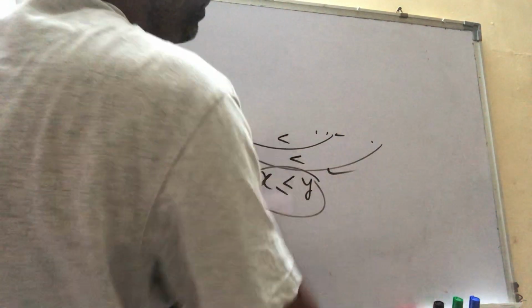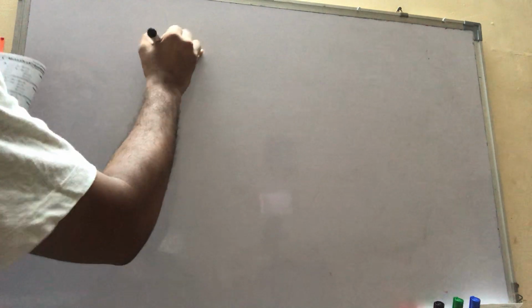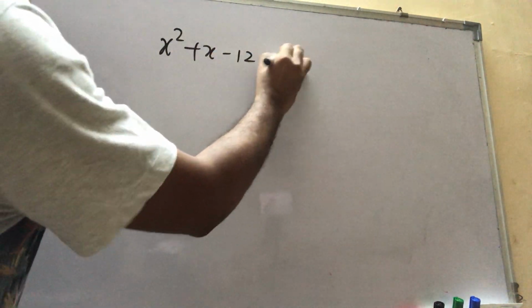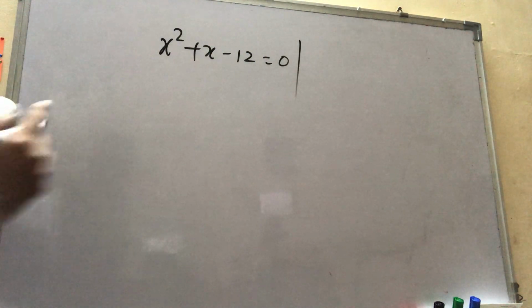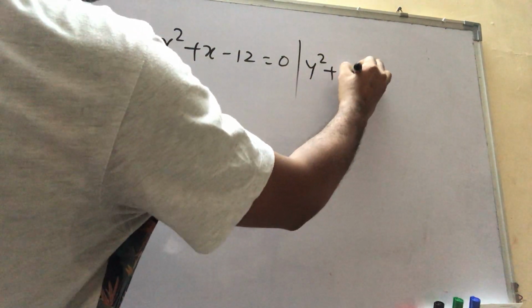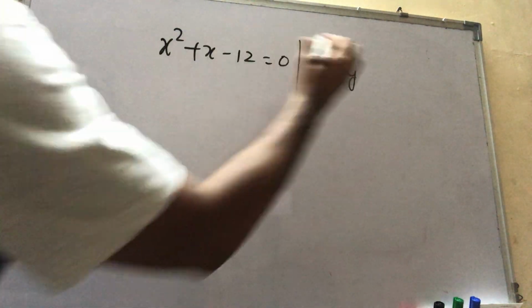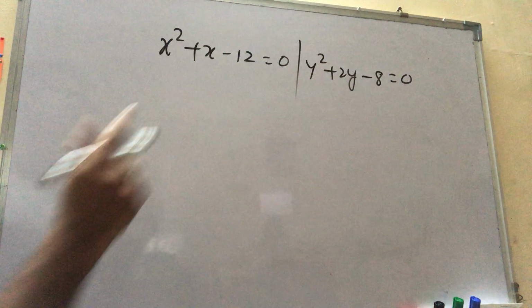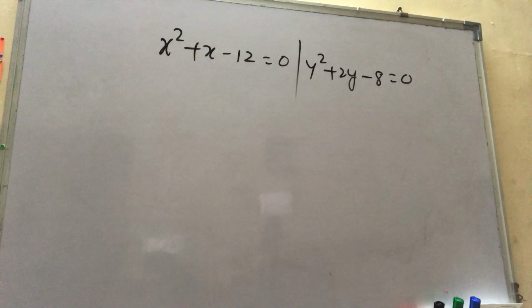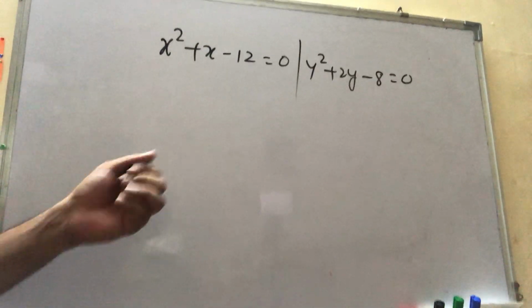Okay, I'll give you one more problem to solve. Solve this now. x square plus x minus 12 is equal to 0. And here y square plus 2y minus 8 is equal to 0. Okay, now look here.